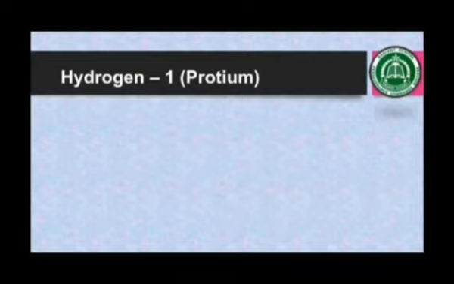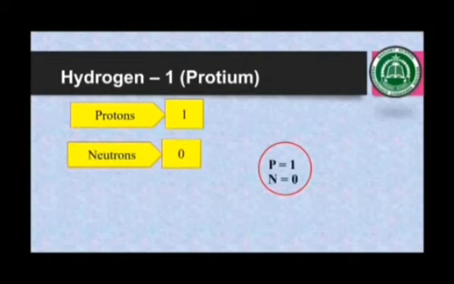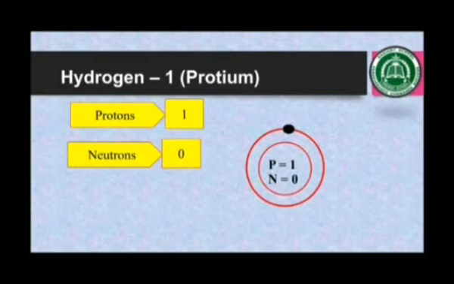Hydrogen 1, protium. It has one proton in the nucleus and no neutron. 0 neutrons are present in the nucleus of hydrogen 1 and 1 electron is present outside the nucleus. Now what is the atomic number of hydrogen 1? 1, because protons are 1. And what is the mass? Mass is the sum of protons plus neutrons, and 1 plus 0 is equal to 1. So it means it has mass number 1.